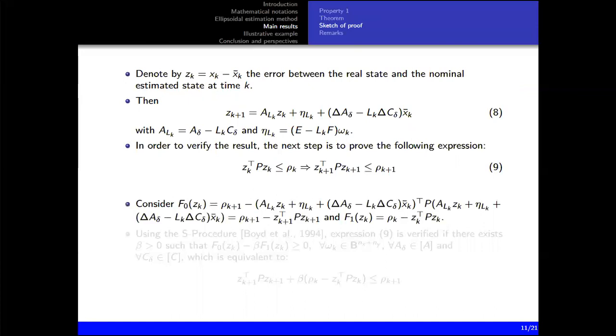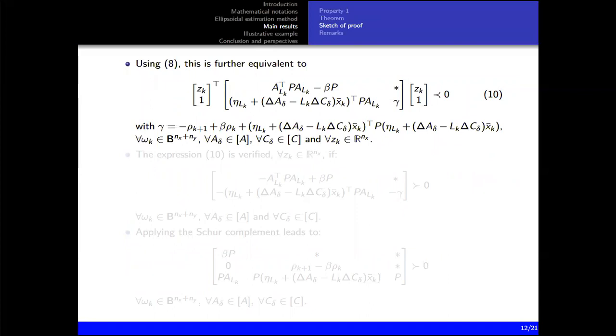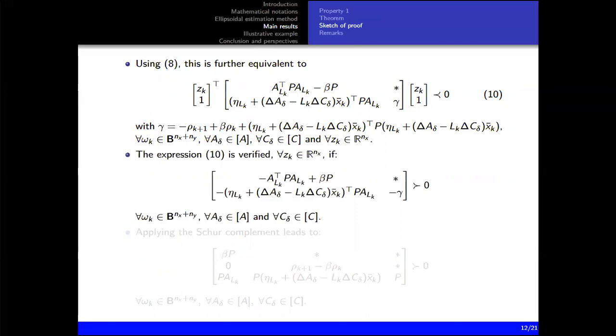If we denote f0 this function and f1 the second equation, rho k minus zk transpose P zk, then using the S-procedure property defined in the paper of Boyd, the condition 9 is satisfied if there exists a positive scalar beta such that f0 minus beta f1 is greater than or equal to 0, which gives the last inequality. Replacing zk plus 1 by its expression in 8 gives this inequality 10. So the expression 10 is verified for all zk if this inequality is verified.